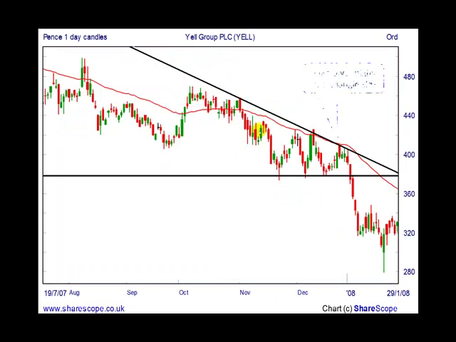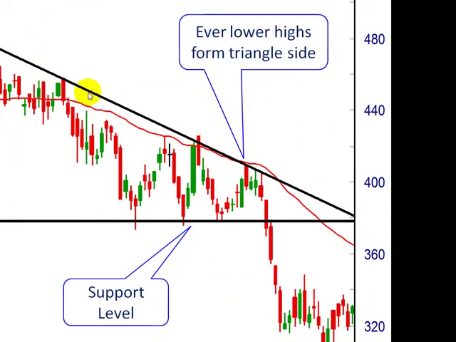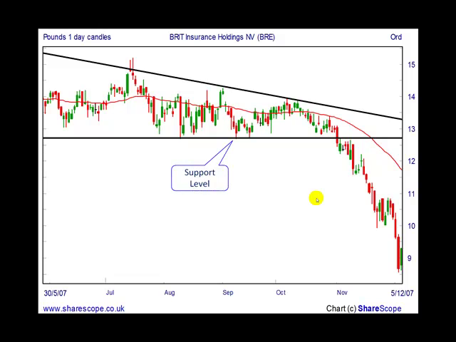This is Yale Group. We can see the ever lower highs forming, strong resistance, support level, and then bang, breakthrough. Nice punchy move south. This is Brit Insurance. So we've got the support level clearly formed here, lower highs, and then bang, we break down through here. And you can see this one formed over several months, and as it can be found in any time frame, it will form on a daily chart as this is. It can form over quite some period of time, but the move is punchy when it happens.